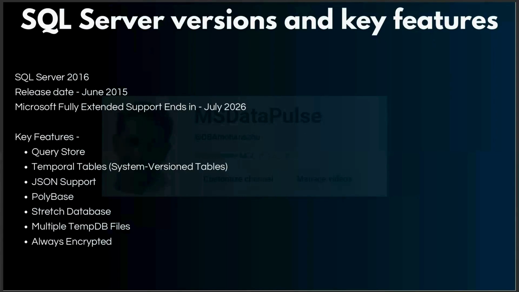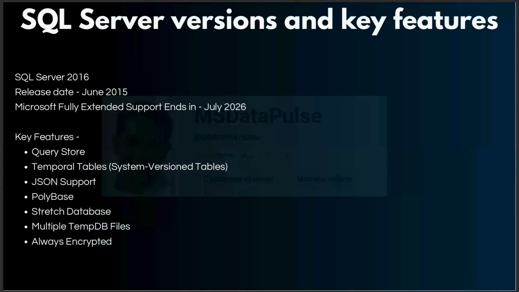The next is the JSON support. So JSON support in SQL Server 2016 refers to the native integration of JSON, that is JavaScript Object Notation, handling directly into the T-SQL language and query engine. It allows you to store, query, modify, and output JSON data without the need of custom code, CLR, or common language runtime assemblies or external tools.